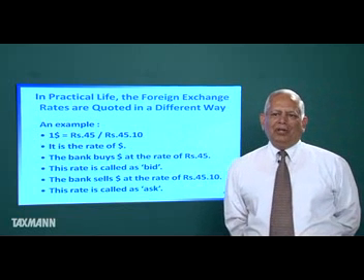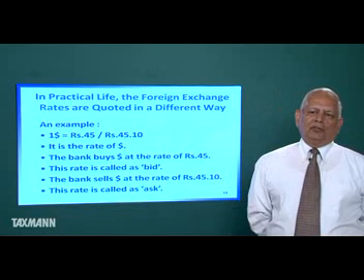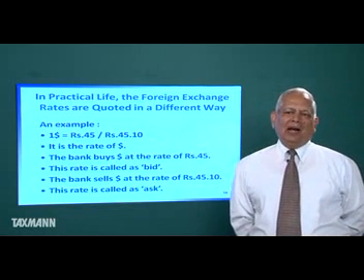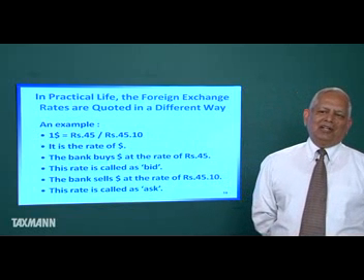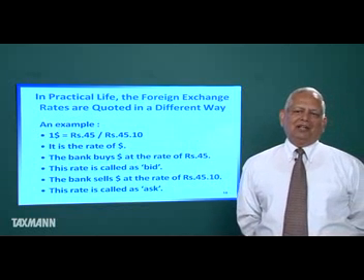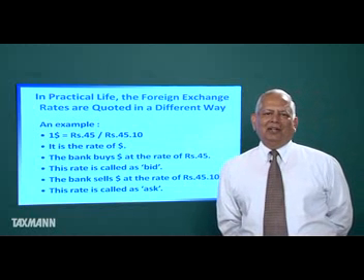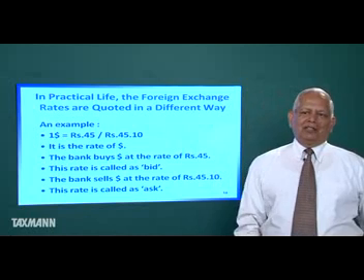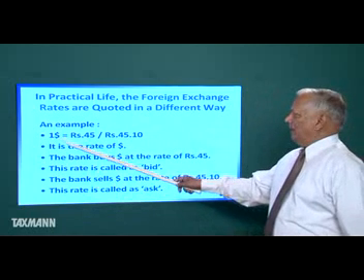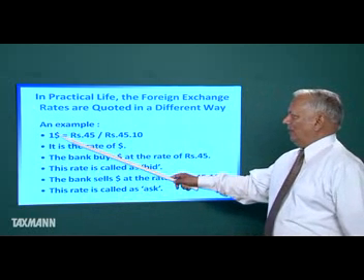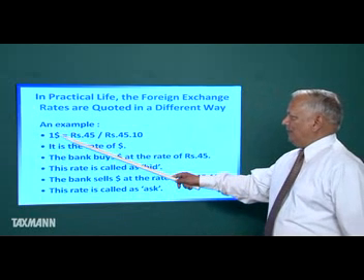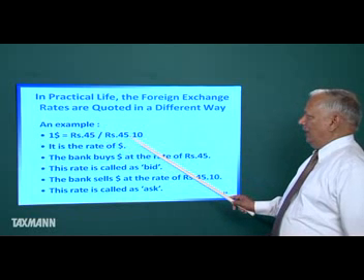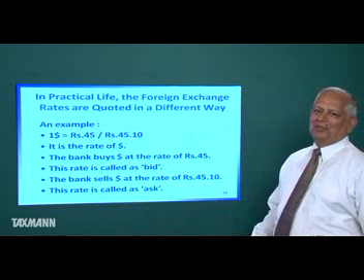In practical life, the foreign exchange rates are quoted in the form of bid and ask. Bid is the rate at which the bank buys left-hand currency. Ask is the rate at which the bank sells left-hand currency. In this example, our left-hand currency is dollar. Bank buys left-hand currency, that is dollar, at the rate of rupees 45. Bank sells left-hand currency at the rate of rupees 45.10.